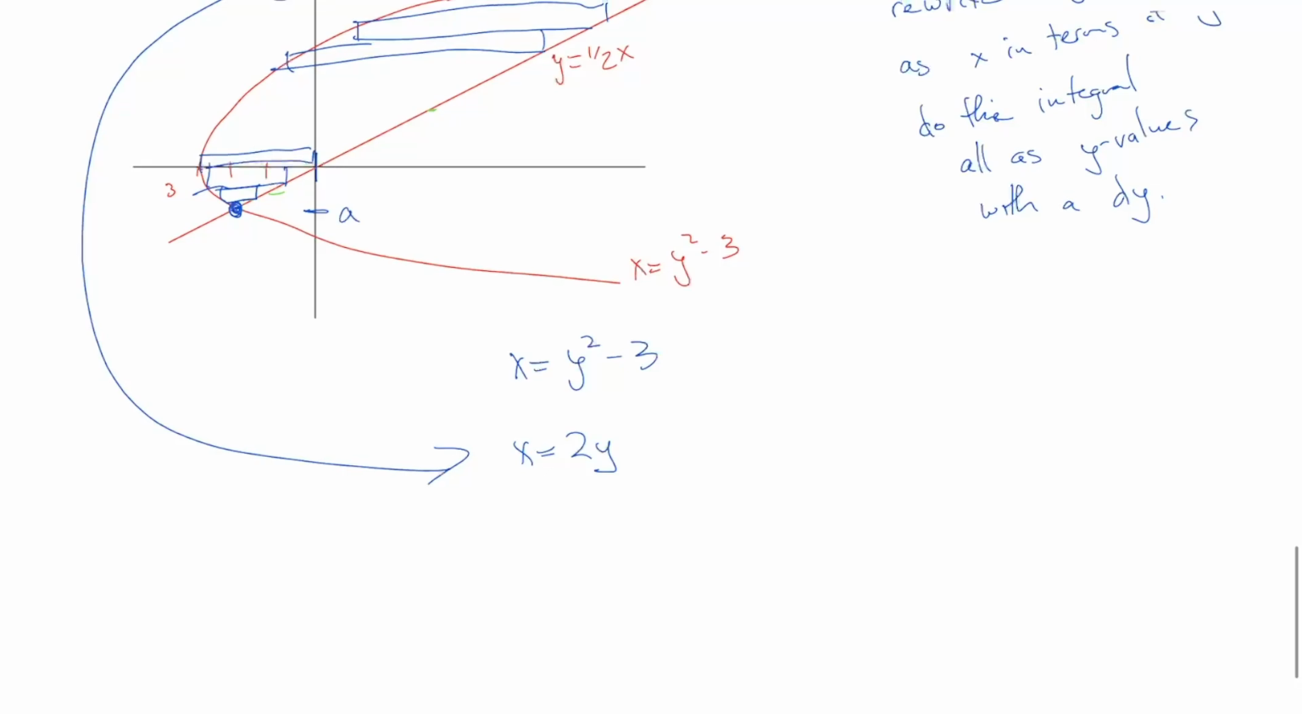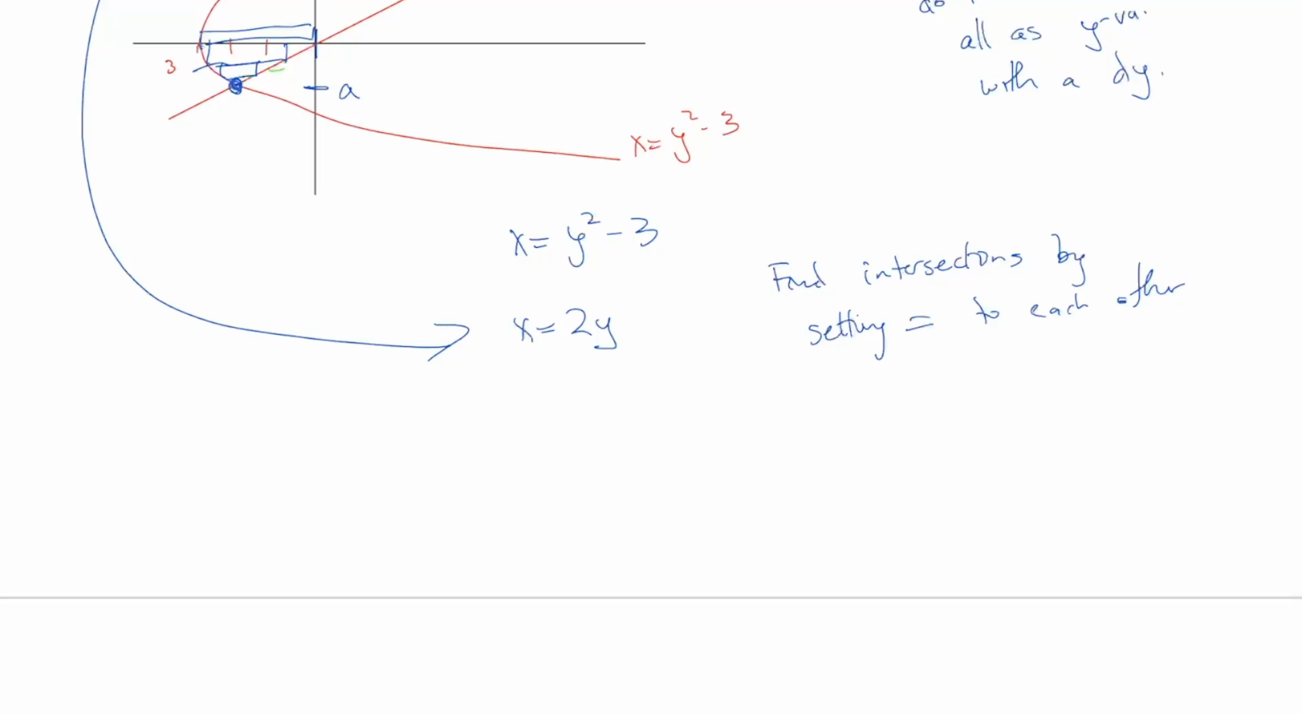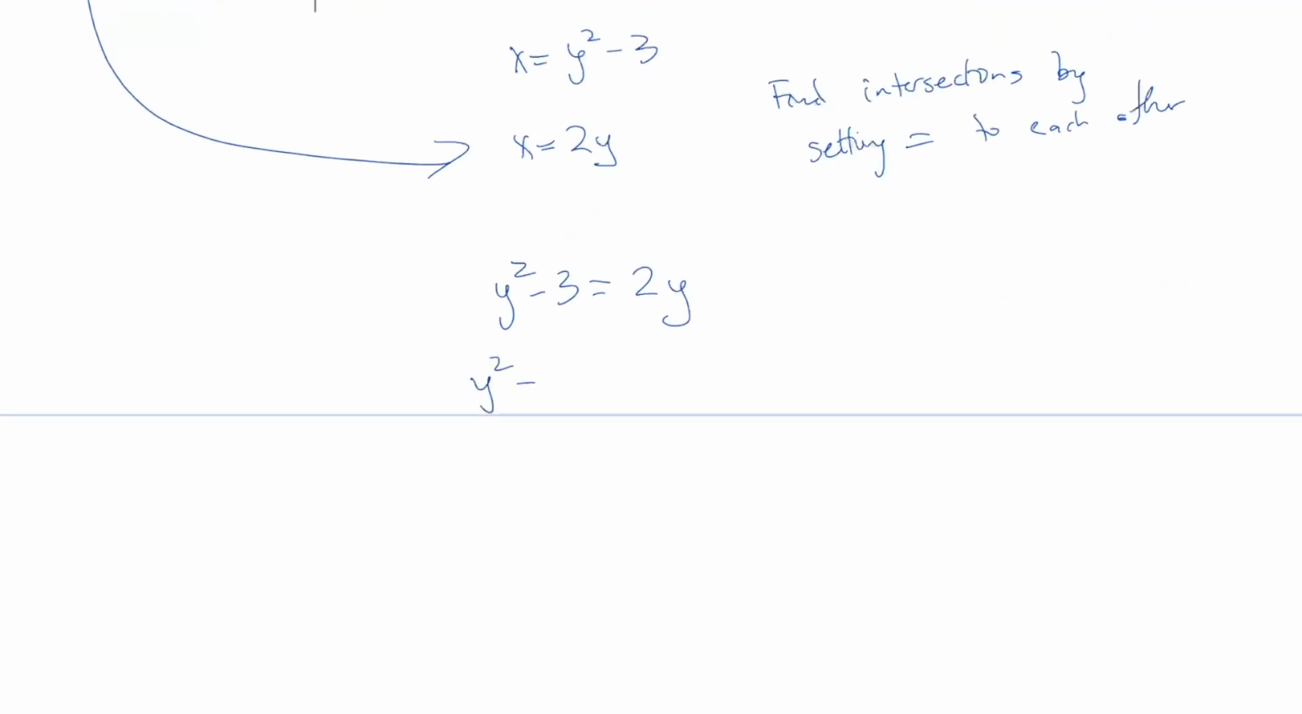So we're going to find the intersections by setting them equal to each other. Hopefully this will work out. Now they're both already solved for x, so I could just say y cubed minus 3 equals 2y. Anybody know how to solve this? Yeah? Subtract 2y and factor. Yeah, subtract 2y and then factor, she said. I like that. So it'll say y cubed minus 2y minus 3 equals 0.